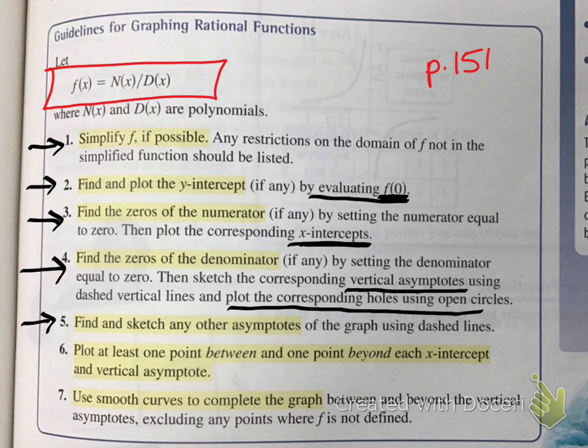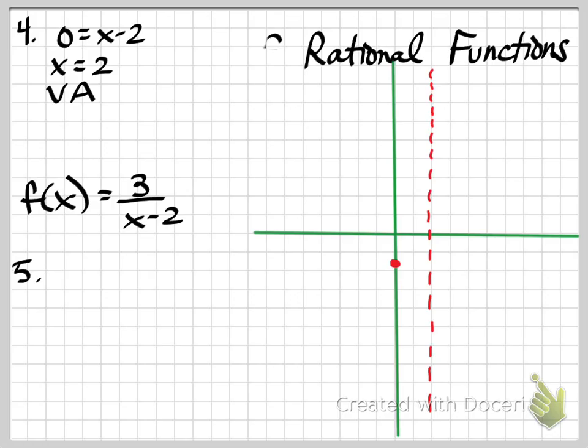Find and sketch any other asymptotes of the graph using dashed lines. Okay, so let's check out horizontal asymptotes, and you might look back at the little chart that we were using. We want to compare the degrees. Well, this is at x to the 0. So the n is 0, and the m is 1. When you compare that, n is less than m, and that's choice A under horizontal asymptotes, which means y equals 0 is our horizontal asymptote.